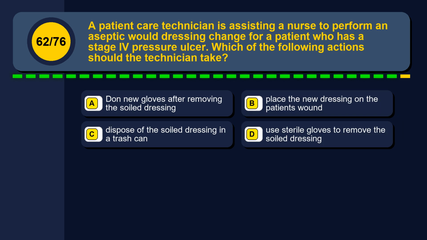Question 62. A patient care technician is assisting a nurse to perform an aseptic wound dressing change for a patient who has a stage 4 pressure ulcer. Which of the following actions should the technician take? Option A, don new gloves after removing the soiled dressing. Option B, place the new dressing on the patient's wound. Option C, dispose of the soiled dressing in a trash can. Option D, use sterile gloves to remove the soiled dressing.